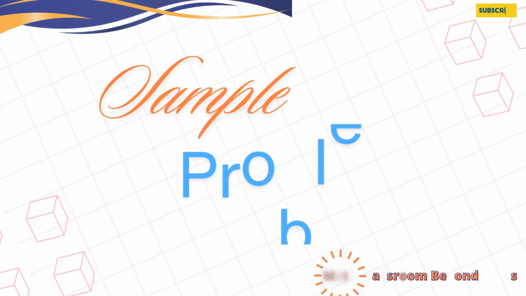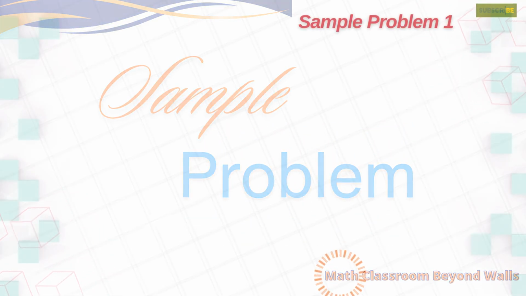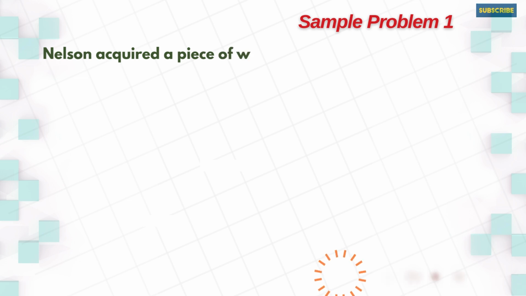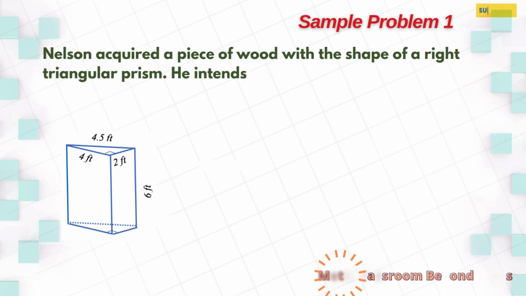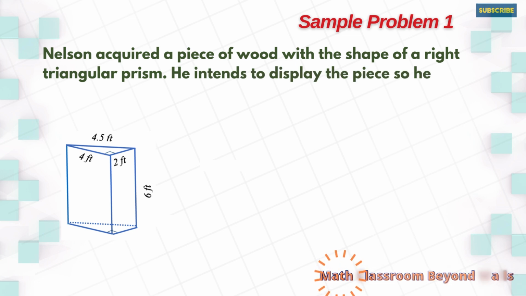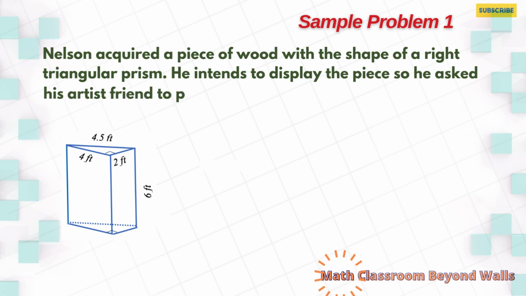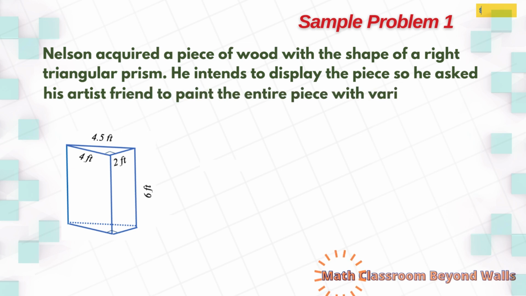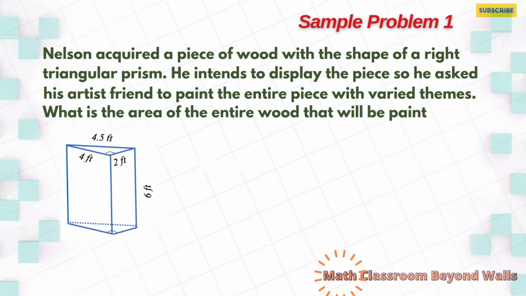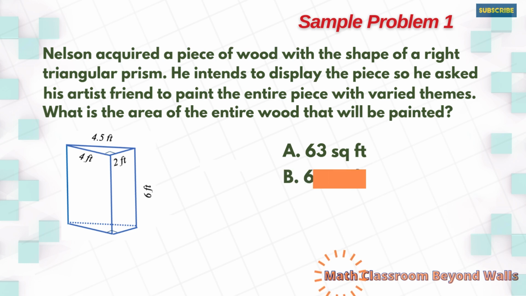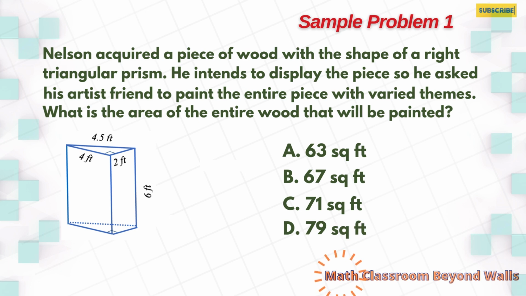Okay, so let us do this sample problem. Here's the problem. Nelson acquired a piece of wood with the shape of a right triangular prism. He intends to display the piece, so he asked his artist friend to paint the entire piece with varied themes. What is the area of the entire wood that will be painted? Option A, 63 square feet. Option B, 67 square feet. Option C, 71 square feet. Option D, 79 square feet.